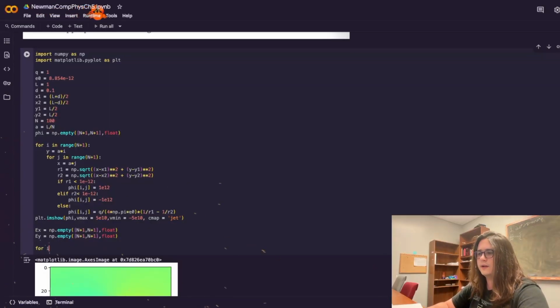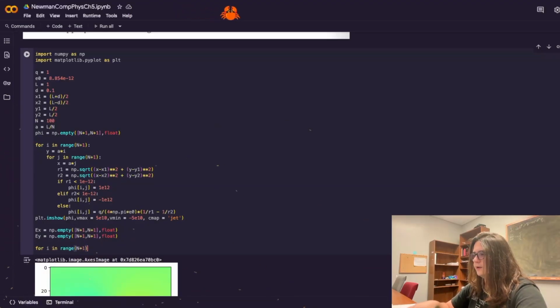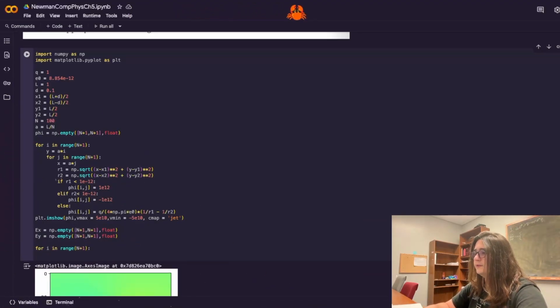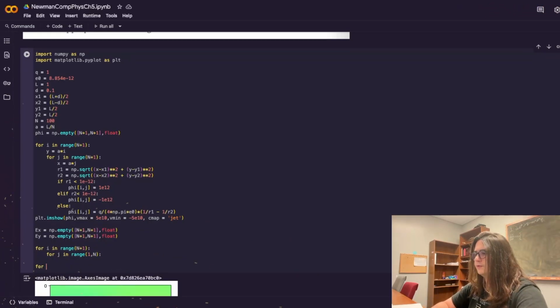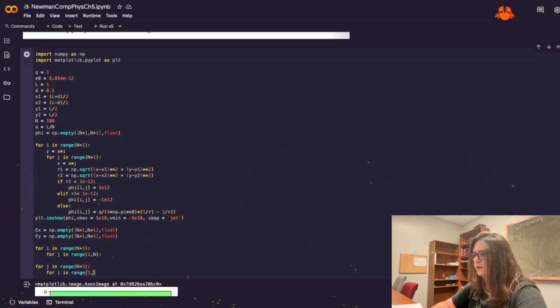So for i in range n plus 1, in this loop, we're going to calculate what the Ex values are. We're going to have to create a separate loop for the Ey values. So this is going to be for j in range n plus 1, for i in range 1 to n. Different loops for different arrays.